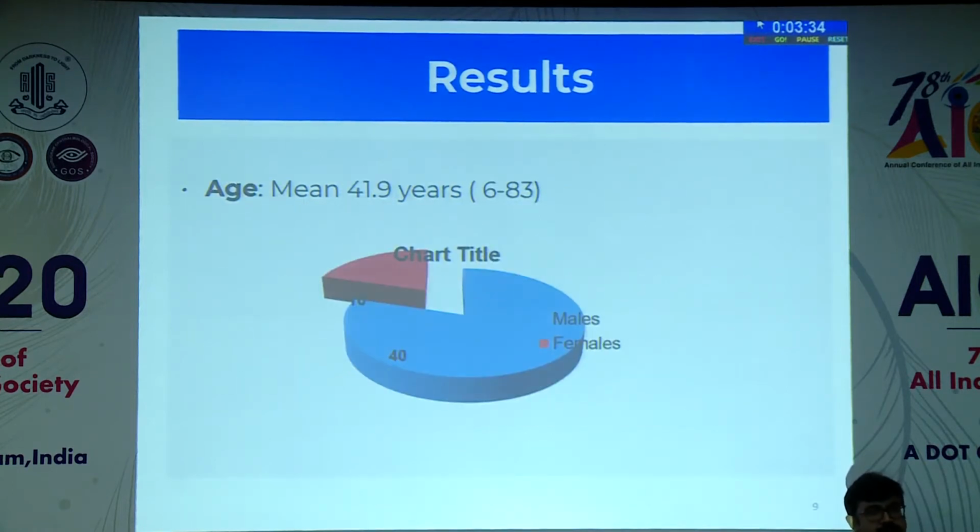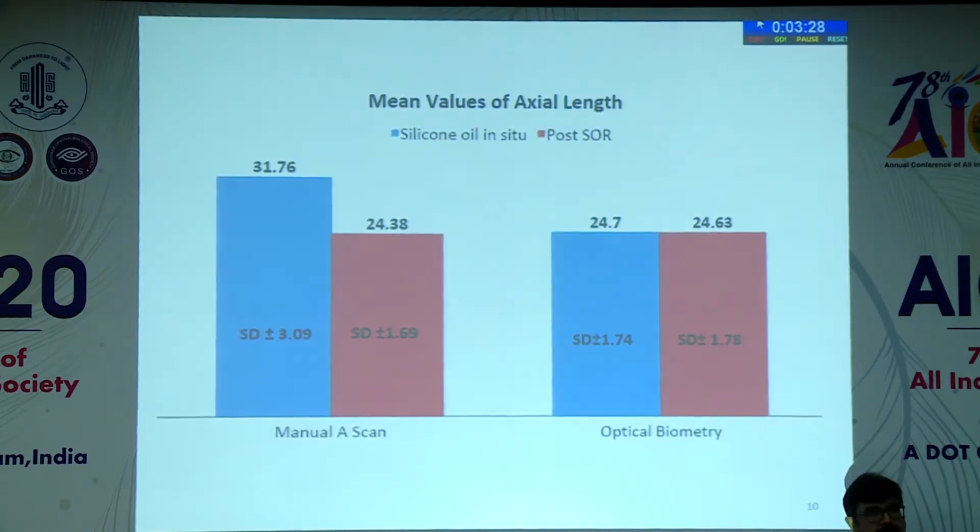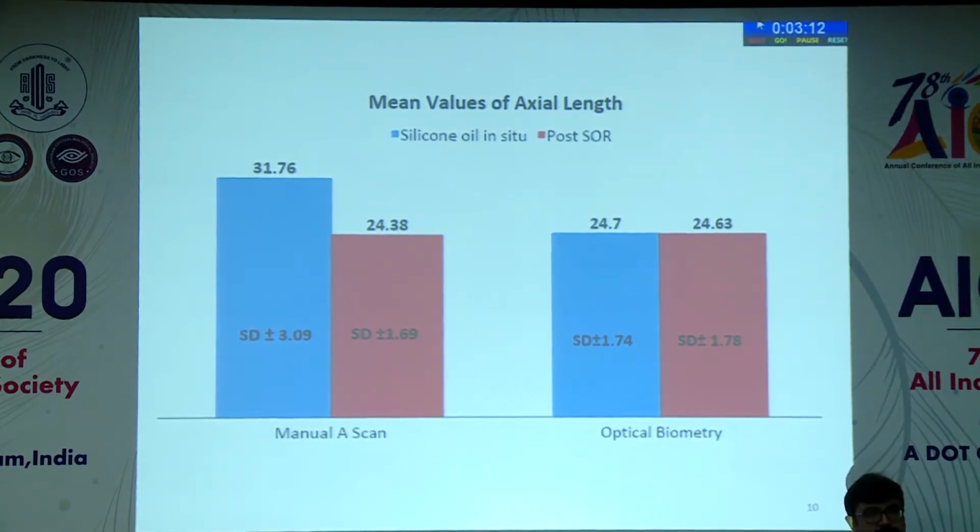Coming to results, our mean age was 41.9 years. We included 40 male and 10 female eyes. This is the bar graph showing the mean values of axial length. On the left side is with the manual ultrasound A-scan. We can see that the preoperative mean axial length was 31.76 with the standard deviation of 3.09. And after oil removal, it was estimated to be 24.38 plus minus 1.69.